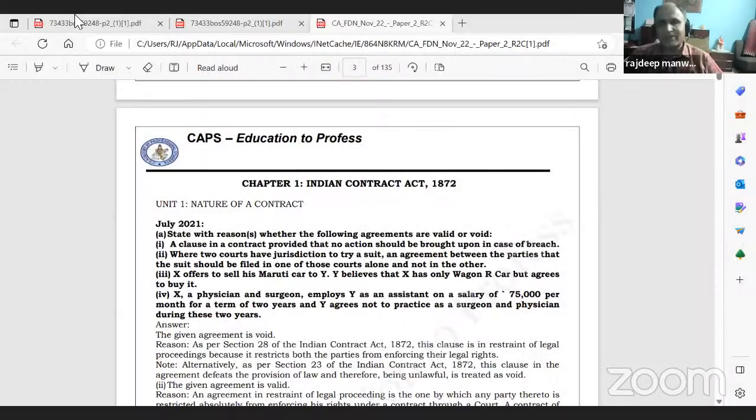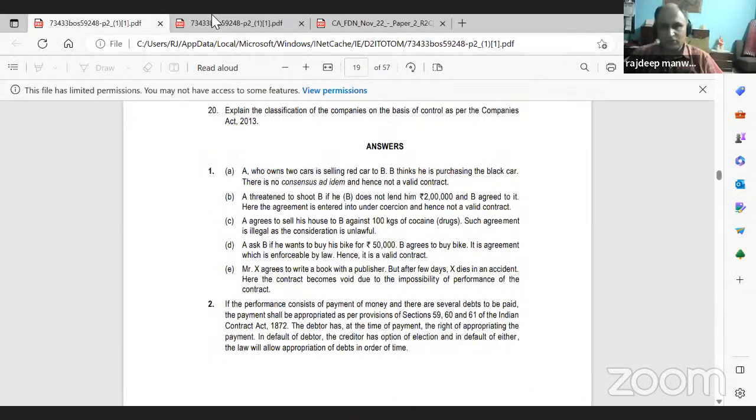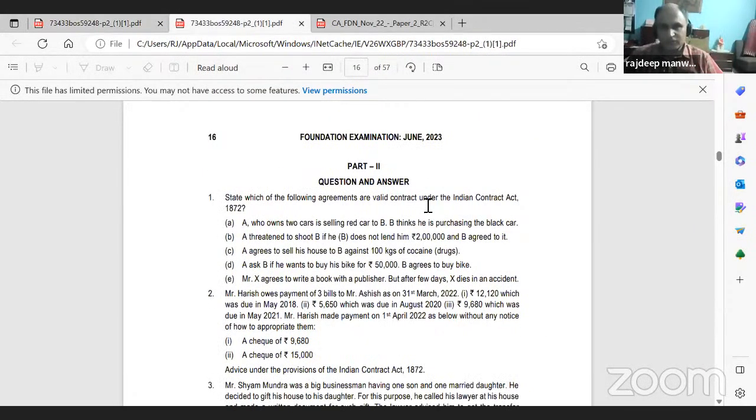We'll do the November 22 RTP revision test paper, and then we will look at the other reference papers. As soon as you start going through the question papers, you'll find a pattern of how easy the paper is and how smoothly you will go from one chapter to the other. So don't worry. It's very, very simple and you can easily clear this. You'll only have to get the habit of writing and understanding the concept and start studying every day.